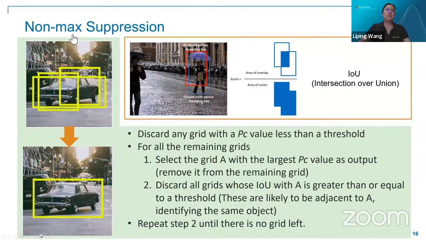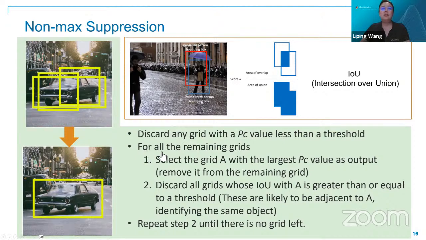Then this non-max suppression algorithm could be described like this. In the first step, we need to discard any bounding boxes with a probability of object class value less than a threshold. This threshold could be tunable. For example, if we define it as 0.5, it means bounding boxes with a class probability less than 0.5 will be discarded.